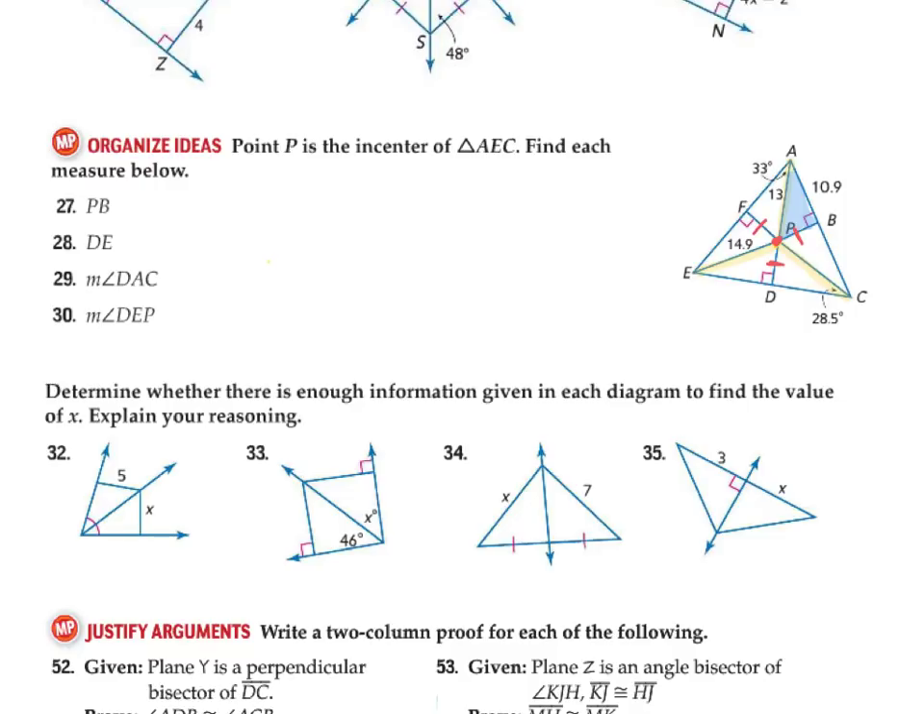So in number 28, when you're asked to find DE, which is this segment, use this little right triangle. You'll know the hypotenuse. You'll know PD because it's going to be the same as whatever PB was, and then use the Pythagorean theorem to find this missing side DE.